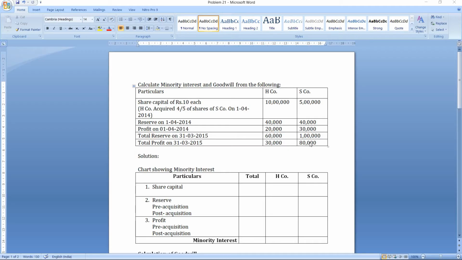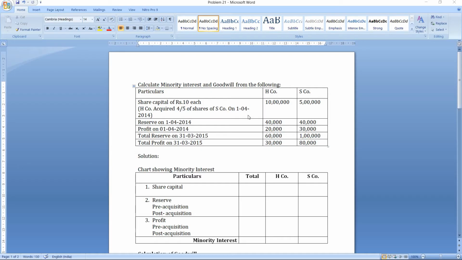Now to calculate minority interest, two things we have to pay attention to. First is how much shares are acquired by H company, what is the ratio of shares. Here they have clearly given you that 4/5 of shares of S company are acquired by H company. So remaining is 1/5. So the ratio is 4:1. So the first step we have done, that is shares of the company. We have analyzed what the ratio is. Ratio is 4:1. Why 4:1? Because it is clearly given here, 4/5 of shares.